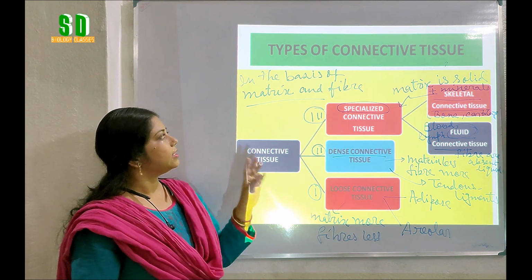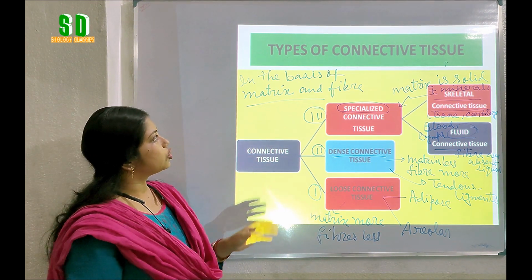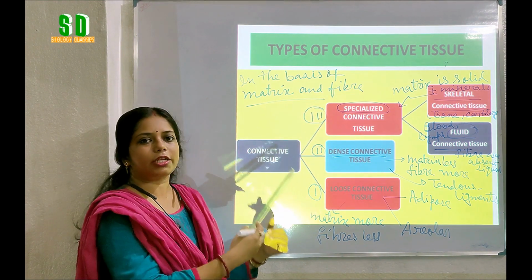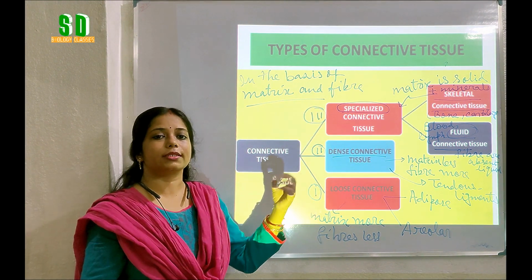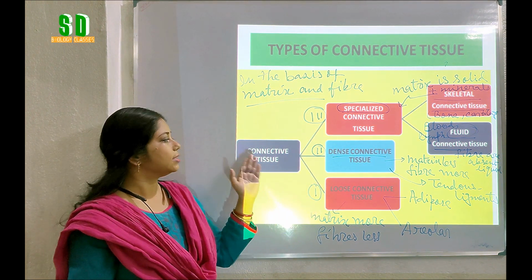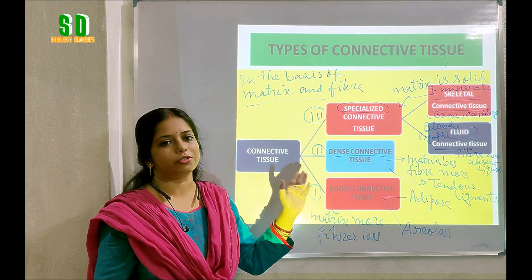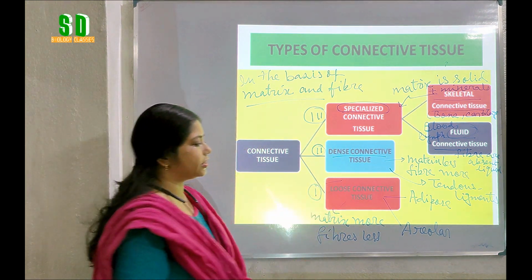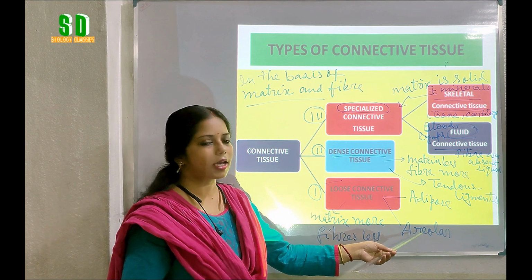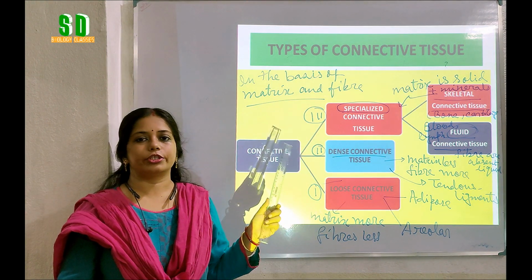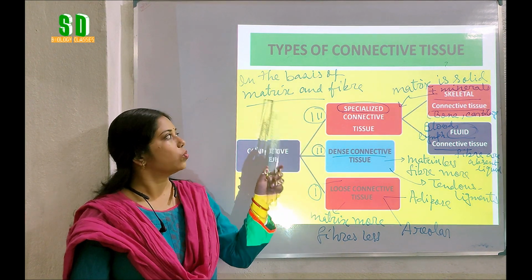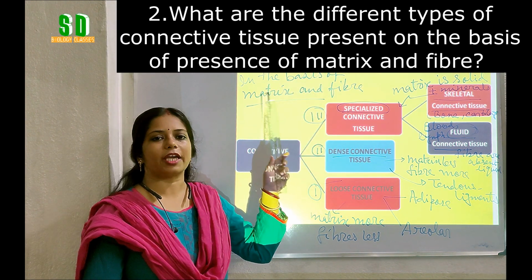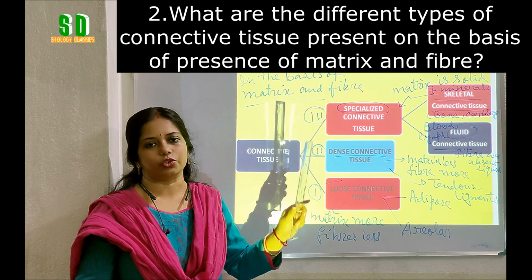So students, these are the different types of connective tissue on the basis of matrix and fiber. What type of matrix and what type of fibers are present, and their amount, on the basis of that this classification of connective tissue is given. Today we will talk about the loose connective tissue, that is adipose tissue and areolar tissue. And the second question of the assignment is: what are the different types of connective tissue on the basis of matrix and fiber present in connective tissues.